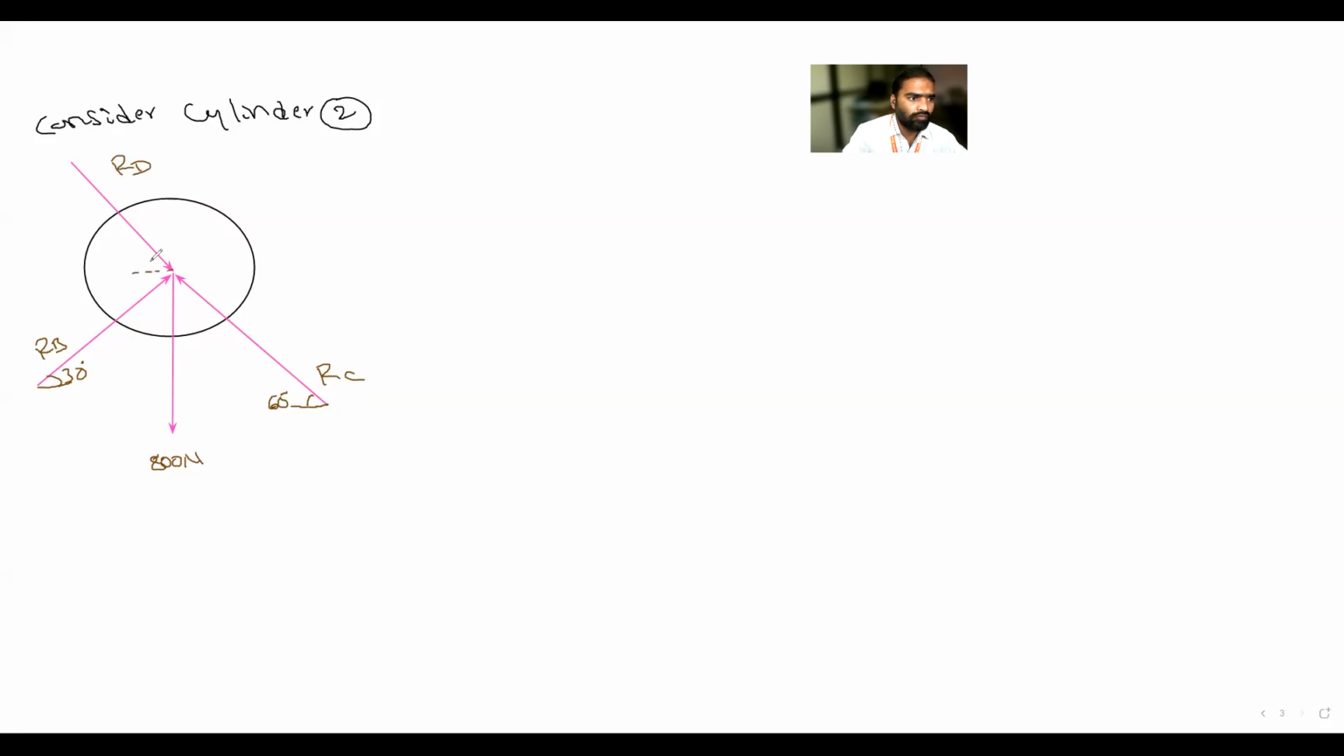How much is RD making? 46.66 degrees. Okay, so I will redraw this one. RC is moving in the second quadrant. RB is moving in the first quadrant. Weight is acting in the downward direction.